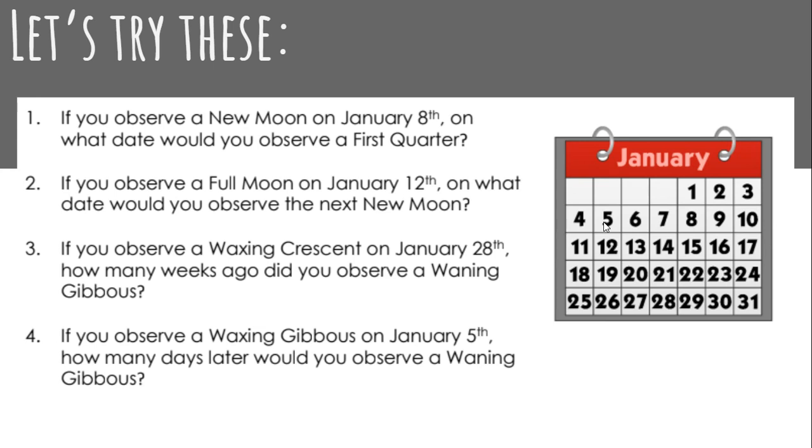From a new moon to a first quarter, 7 days. There's a phase in between that. From a first quarter to a full moon, 7 days. There's a phase in between there. Full moon to third quarter, there's 7 days and a phase in between, and so on. So if you have a phase between the waxing gibbous and the waning gibbous, which is the full moon, that would be a difference of 7 days. So that means you would observe that waning gibbous 7 days later on January the 12th.